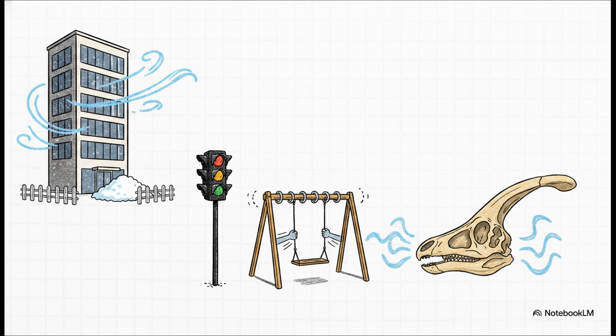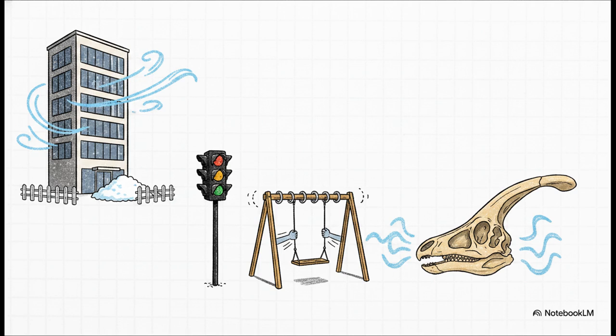A CEO can use a wind flow simulation to figure out exactly where to put snow fences around a new building, rather than just guessing and praying the doors don't get blocked in a blizzard. Or a city planner can use dynamical modeling to retime traffic lights and kill highway jams. They basically treat rush hour traffic like a giant resonating spring system, where the stoplights act like hands pushing a swing at the exact right moment to dampen the jam.